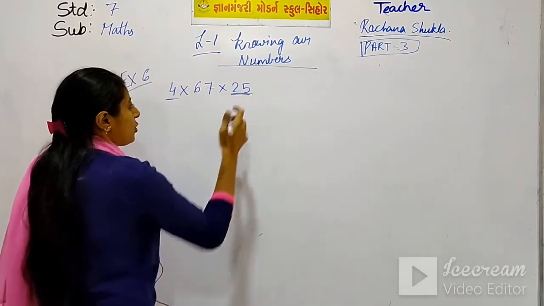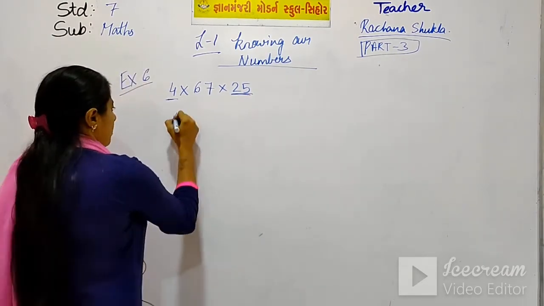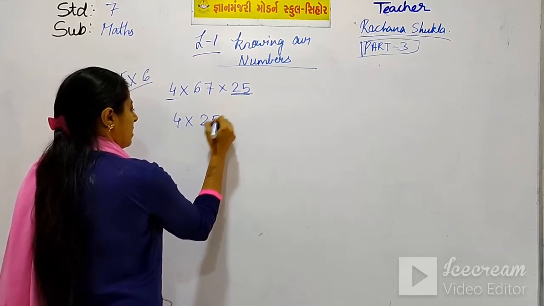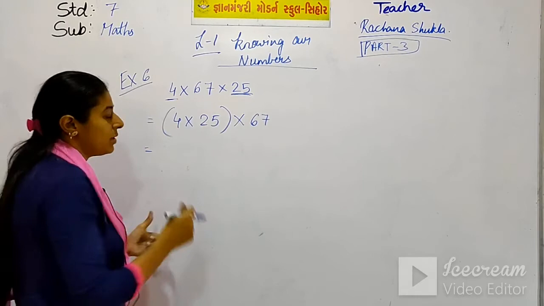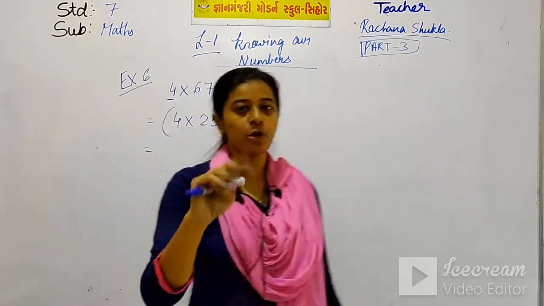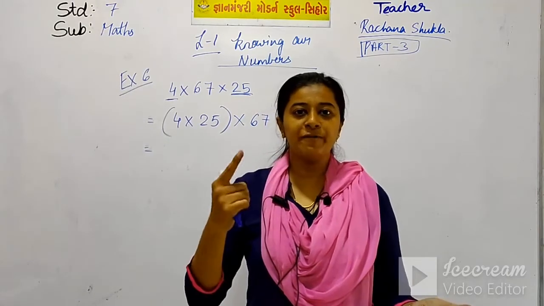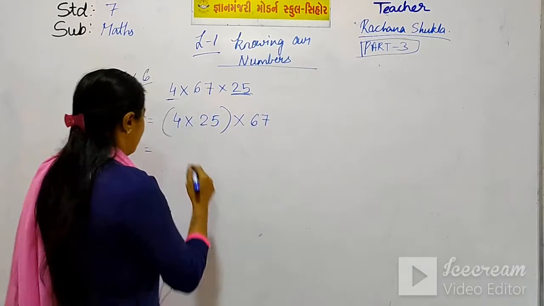4 and 25 together, they both are friends. How are they friends? 4 into 67, like this way you will do grouping. 4 into 25. Now what is 4? 25 is at 100. 25 into 4 is 100. All of you know that.